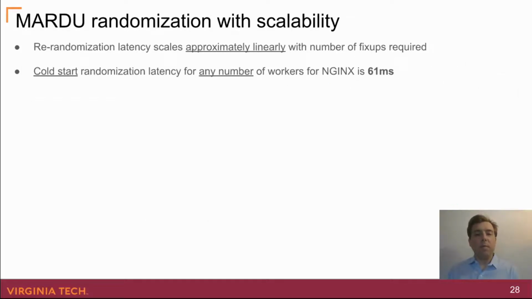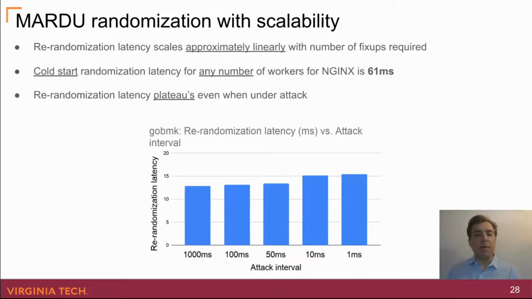For scalability, MARDU's re-randomization latency scales approximately linearly with the number of fixups required. For SPEC, the average runtime re-randomization latency was approximately 6.2 milliseconds. In addition, it's important that a defense is scalable even when under heavy attack. Therefore, to stress test MARDU, we also evaluated it under a simulated attack scenario, varying how often re-randomization was triggered.